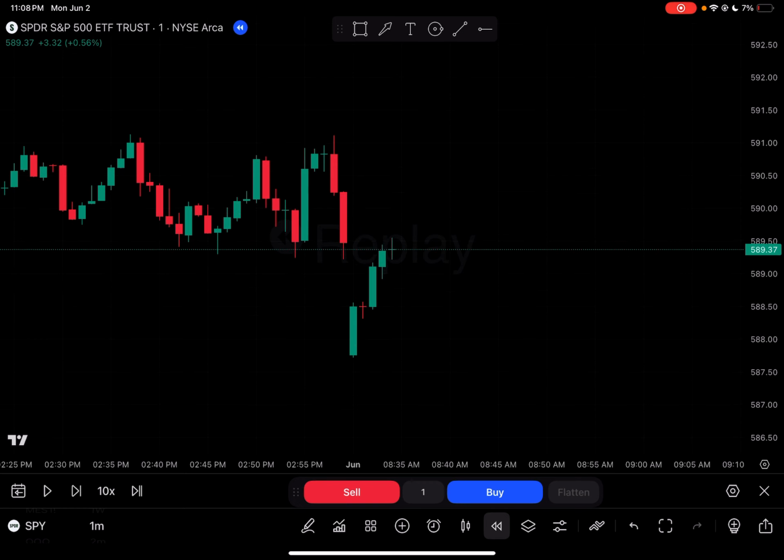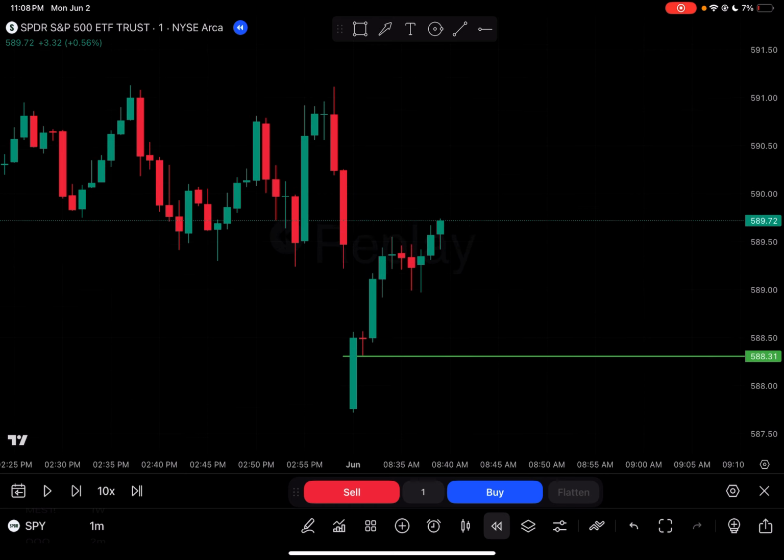Okay, so I spot supply and demand sections. Right here is a demand zone. If I spot more than 4 supply or demand zones, I get in at the second red candle for demand zones. And then, sorry, the second green candle for demand zones, and the second red candle after spotting the supply zone.